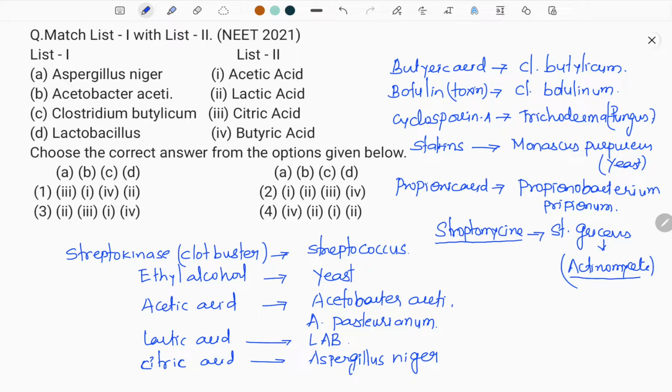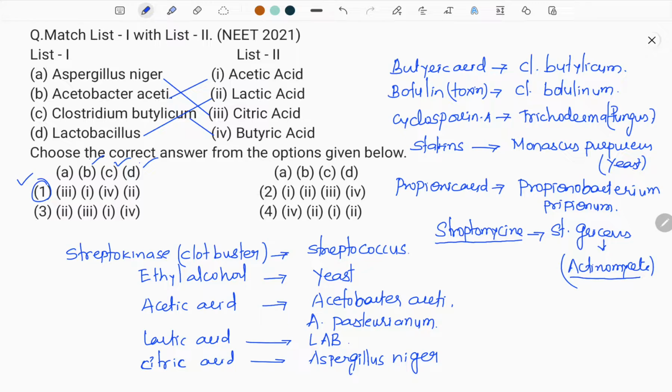So let us see the question here. Aspergillus niger, that is citric acid. Acetobacter pasteurianum, that is acetic acid. Clostridium butylicum, that is butyric acid. Lactobacillus, that is lactic acid. So A3 is present here only, so this is the right answer. Then B is 1, this is correct. And then C is 4, this is also correct. Lactobacillus D is 2, yeah, this is also correct. So the option is here.